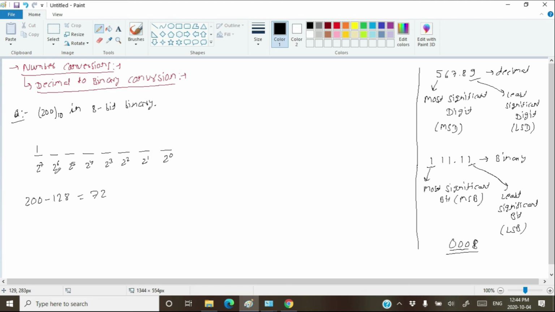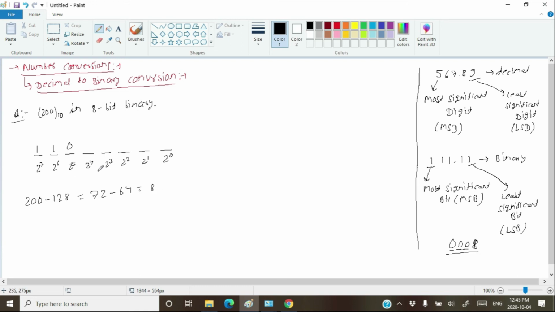Can I include 2 to the power 6, meaning 64, in the binary? Yes, you can do that because 64 is less than 72. Right here 8, right here 1. You have included 2 to the power 6. Can I include 2 to the power 5, that means 32, in my binary? No, 32 is more than 8.